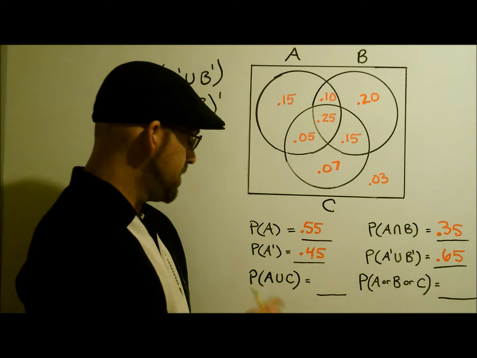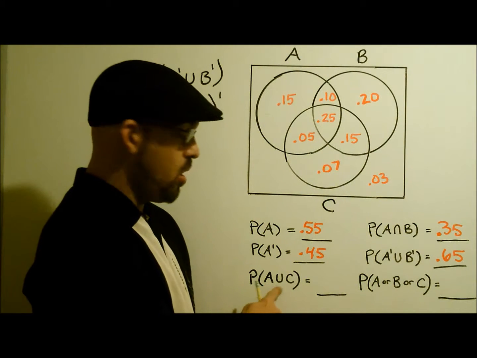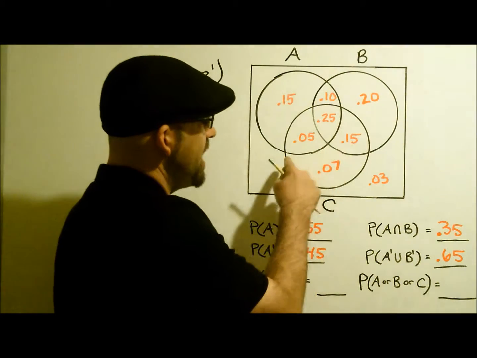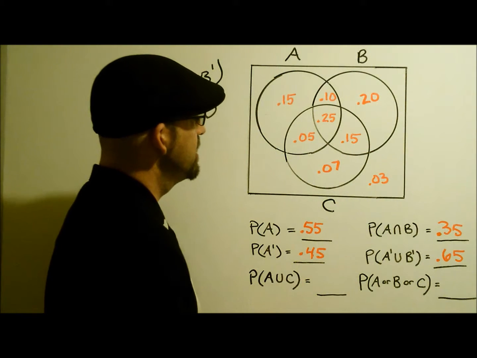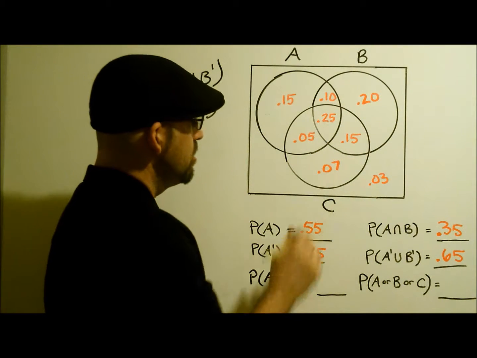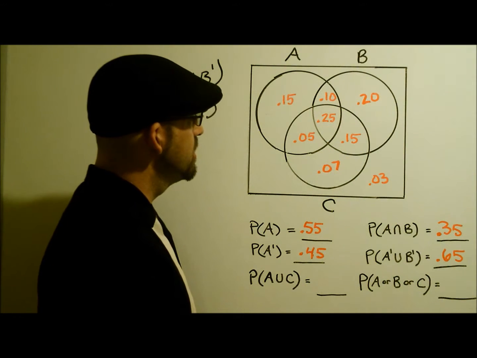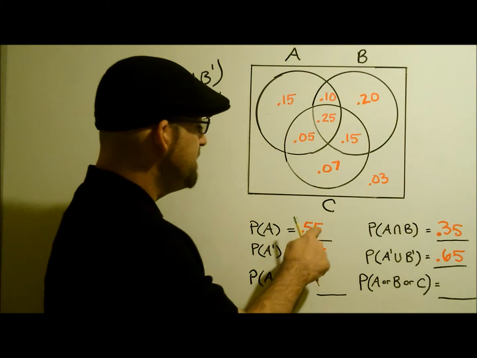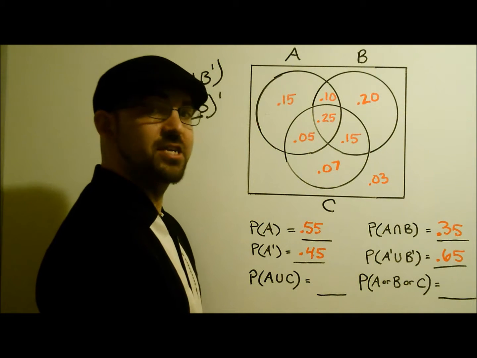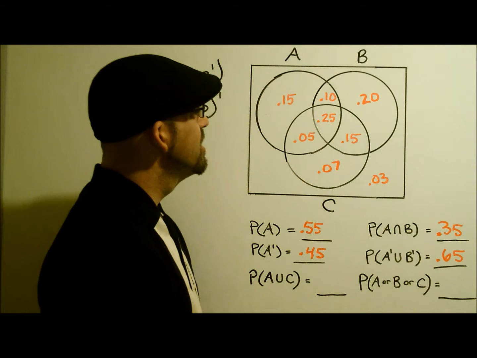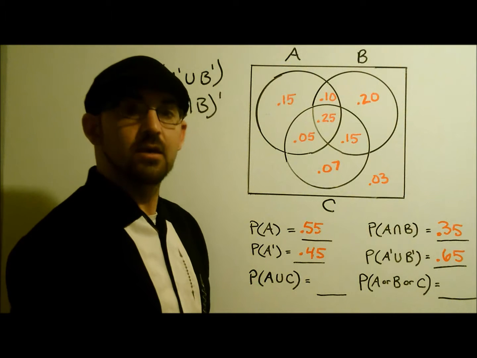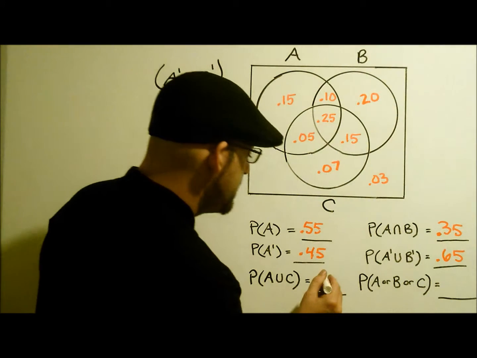Here we have an OR problem. The probability of A or C. Let's figure this one out. Well, we know the probability of A is 55%. The probability of C, adding these up together, we get 52%. So, 55% plus 52% is 107%. That doesn't seem right. So, we have to subtract the intersection of 30%. We end up with 77%.